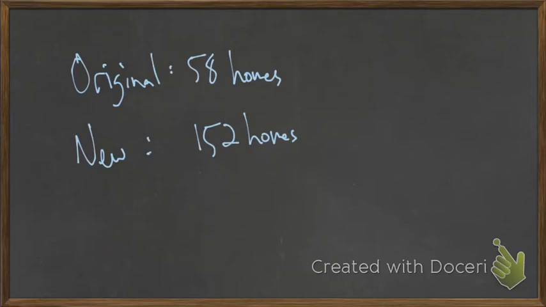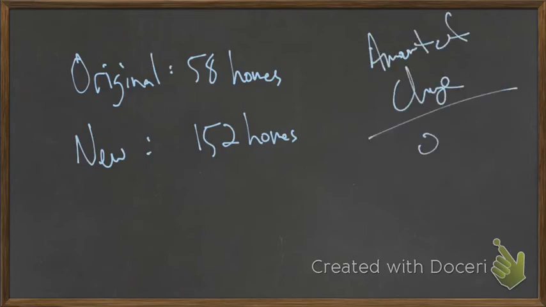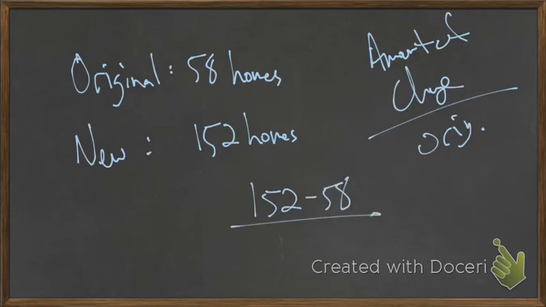Let's say you're moving into a new neighborhood development, which doesn't usually exist in East. But there were 58 homes in there, and now there's 152 homes. One way that you could explain this change other than raw numbers is by percent change, which is the amount of change divided by the original, or the OG. So the amount of change would be 152 minus 58, and the original in this case would be 58.